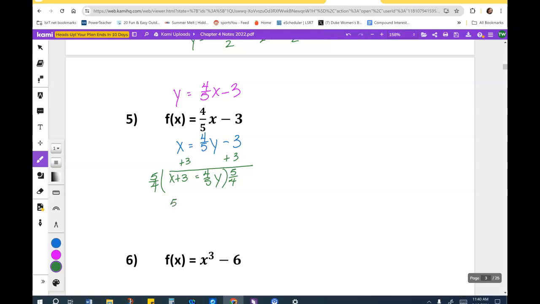And I end up with 5/4 x plus 15/4 equals y. So that means that the inverse of x is 5/4 x plus 15/4. And I really do prefer that you leave them as fractions. And that's your result.